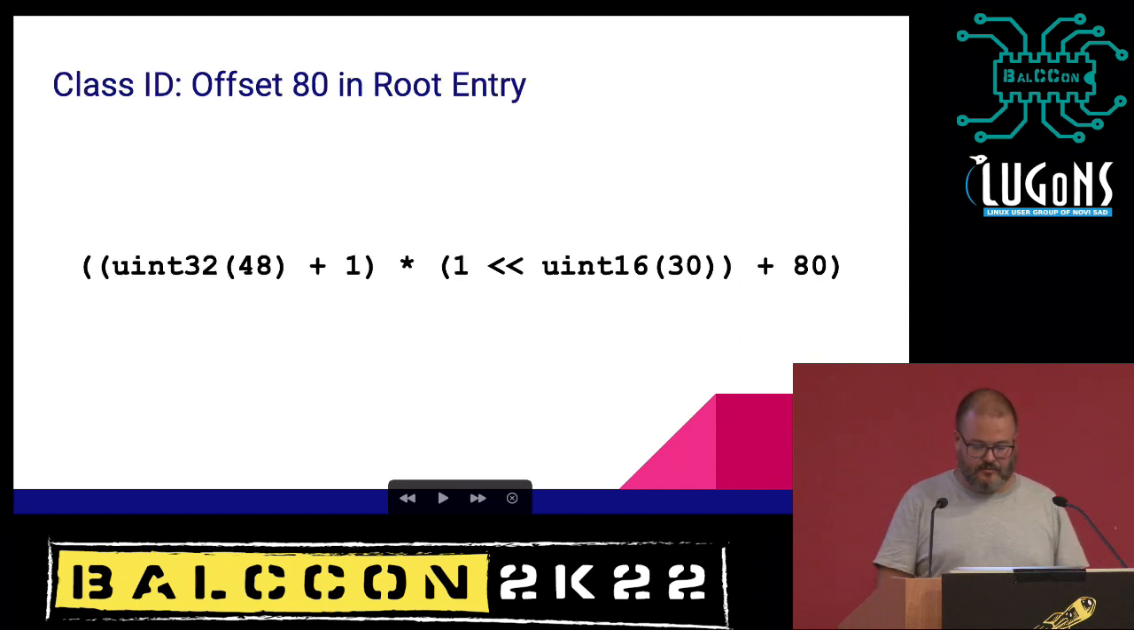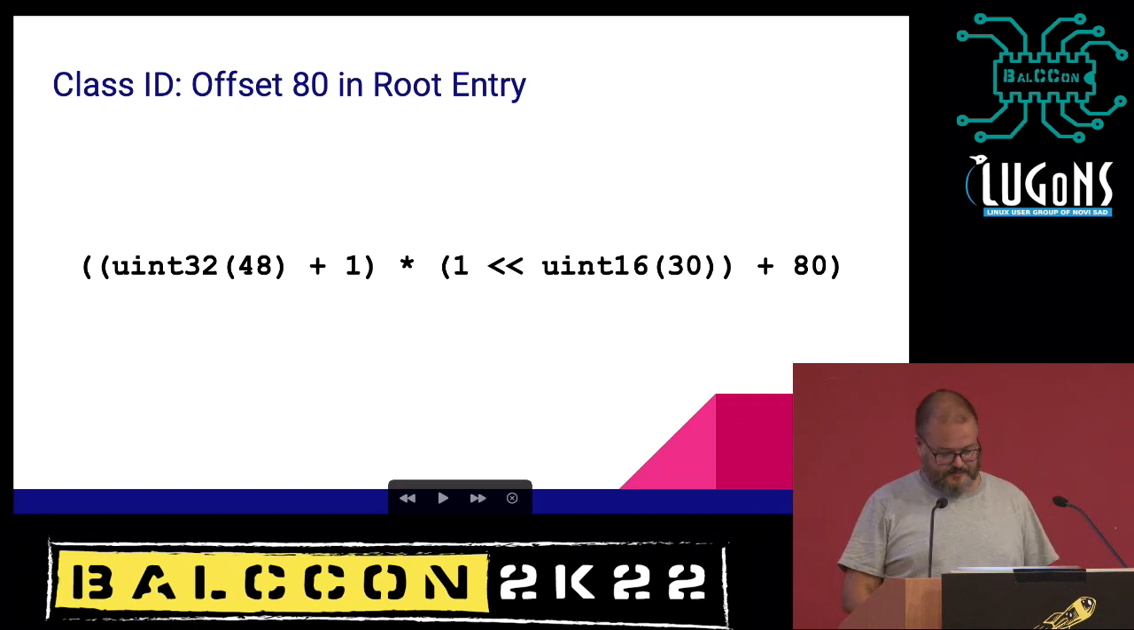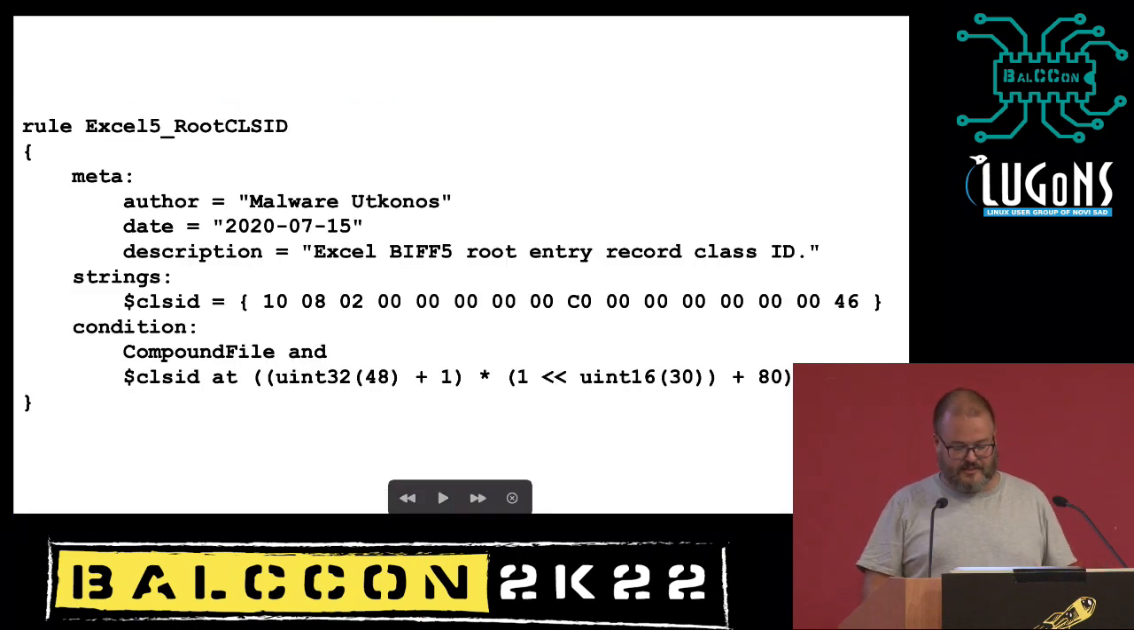Now, what we want to do is find the class ID. The class ID is not at the beginning of the root entry. It's actually 80 bytes into the root entry. So this is the location of the root, and then 80 bytes in is the class ID. So you end up with this. By the way, the bottom part of this is basically a universal finder for class ID. You can use this for any type of file to figure out what the class ID is. This class ID is the Excel BIFF5 class ID. This is the BIFF8 class ID.